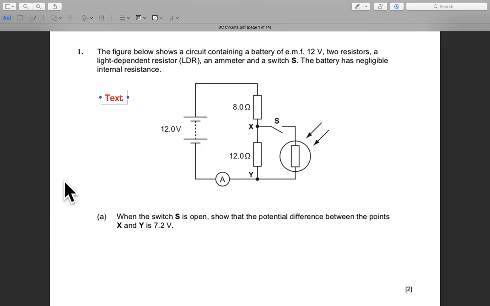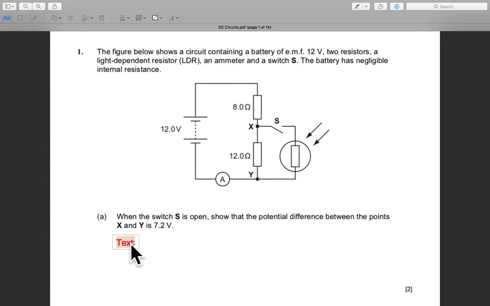When the switch S is open, show that the potential difference between the points X and Y equals 7.2 volt. That is, in XY, when S is open.